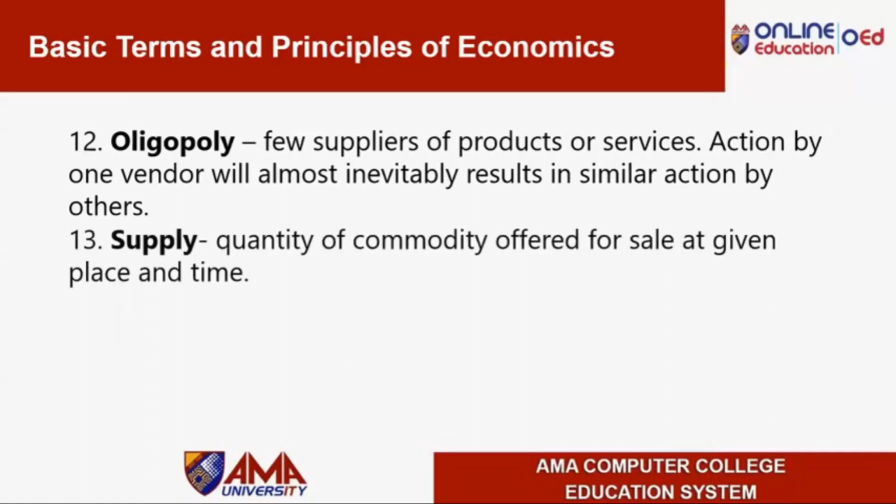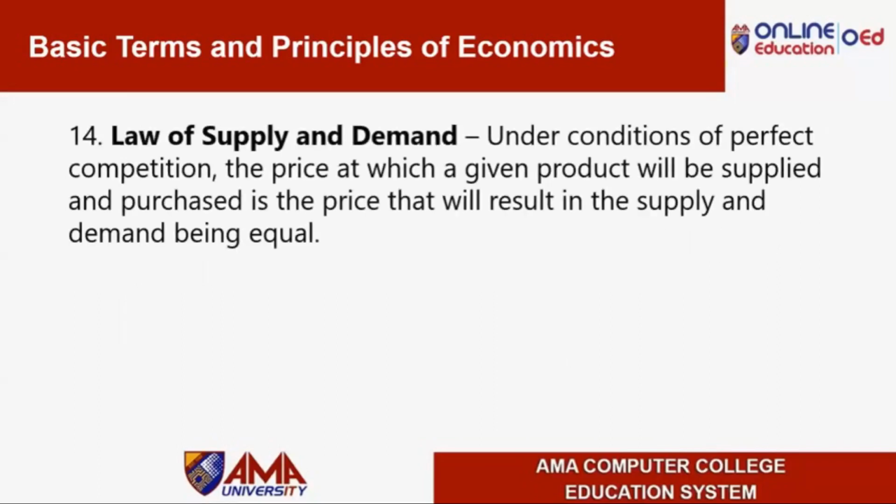Then we also have the supply, the quantity of a commodity offered for sale at a given place and time. Then the law of supply and demand. Under conditions of perfect competition, the price at which a given product will be supplied and purchased is the price that will result in the supply and demand being equal.